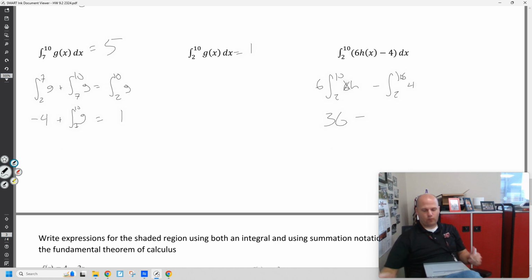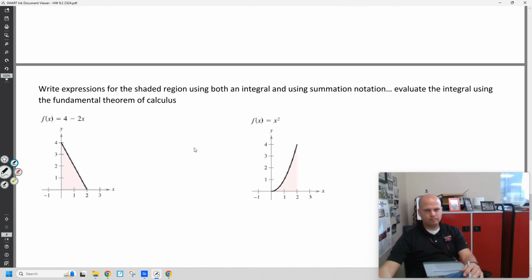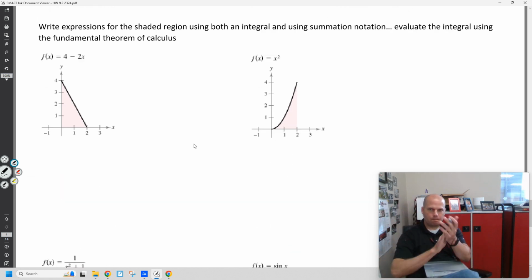And then 2 to 10 of 4, you got options. You can take the antiderivative, plug in 10, plug in 2. You could just say height of 4, width of 8, 32. So this is 6. Cool. If I made a mistake on one of those, my bad. All right.